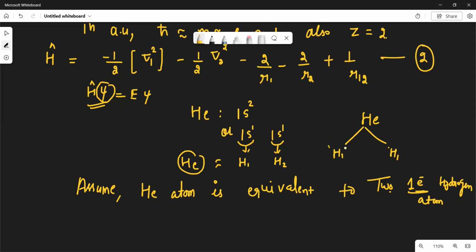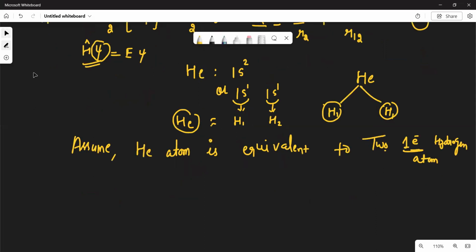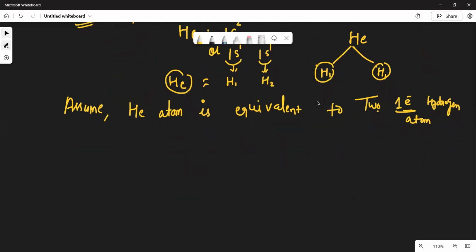So that means we can use the wave function of hydrogen atom to define the wave function of helium atom. Okay, how? Let's see. We know. Okay, so let's write one line over here.